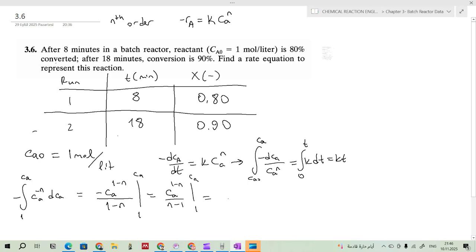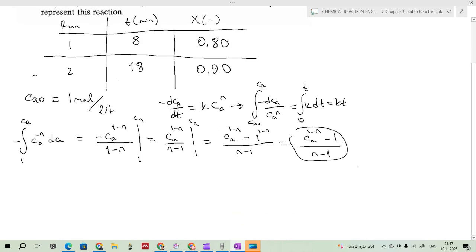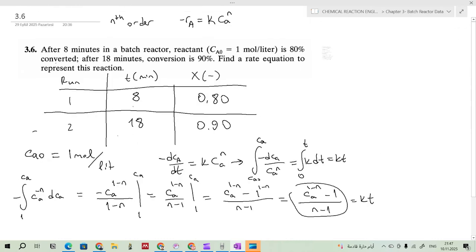Okay, so you can put Ca, then you can put 1, so you have Ca to the 1 minus n, minus 1 to the power 1 minus n, so you get only 1. And in the common denominator, you have n minus 1. So if you simplify again, this is the answer of the performance equation. This is called the performance equation of a reactor, k times the residence time. You can also show the residence time by the tau sign or t. Okay, so far so good.